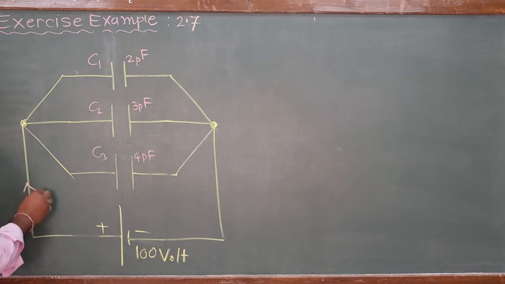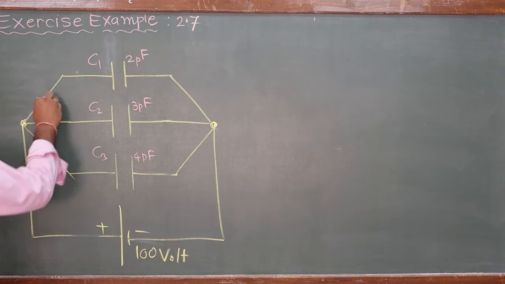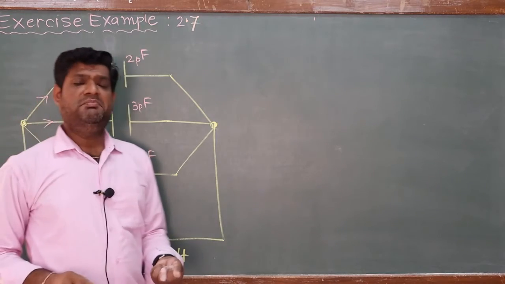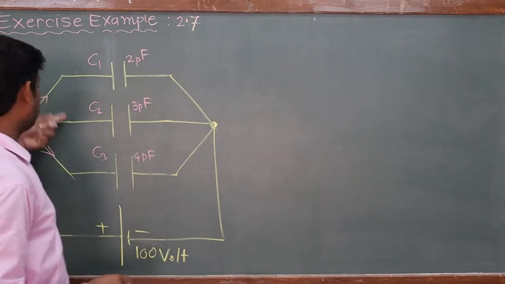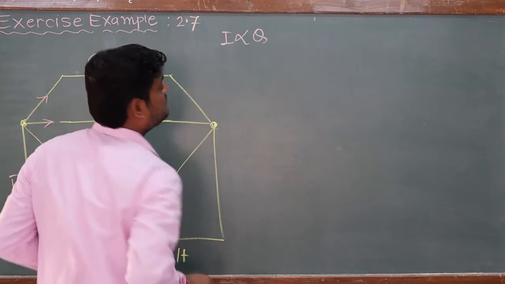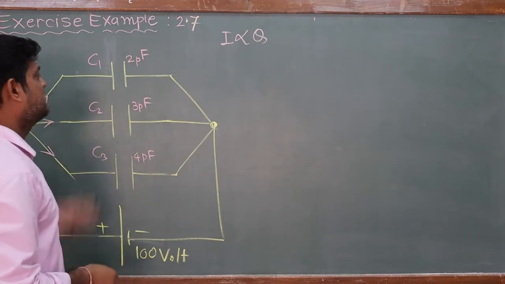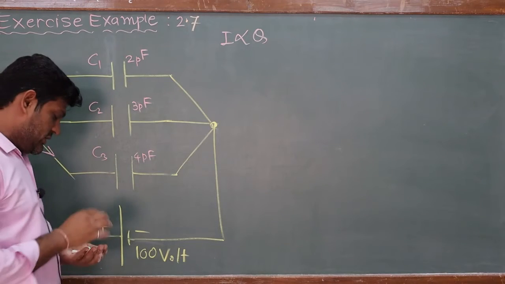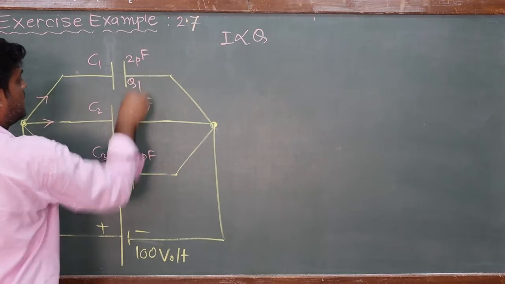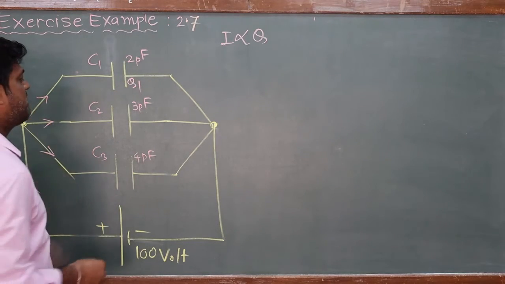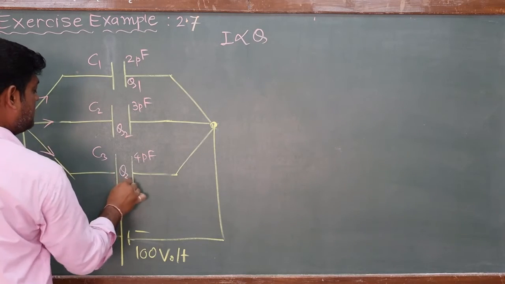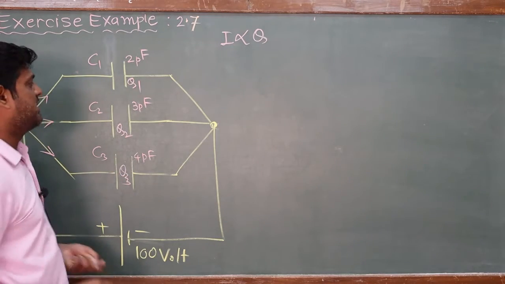See here, this is the direction of current. The current has 3 paths now. When the capacitors are connected in parallel combination, current will divide. So as we know that current is directly proportional to charge, therefore charge will divide over here. Suppose Q1 is the charge on the first capacitor, Q2 is the charge on the second capacitor, and Q3 is the charge on the third capacitor.